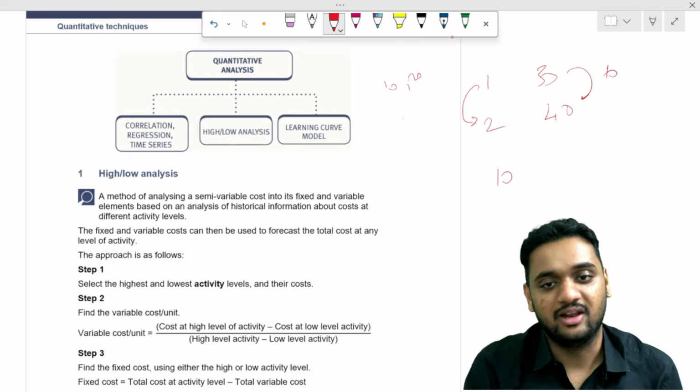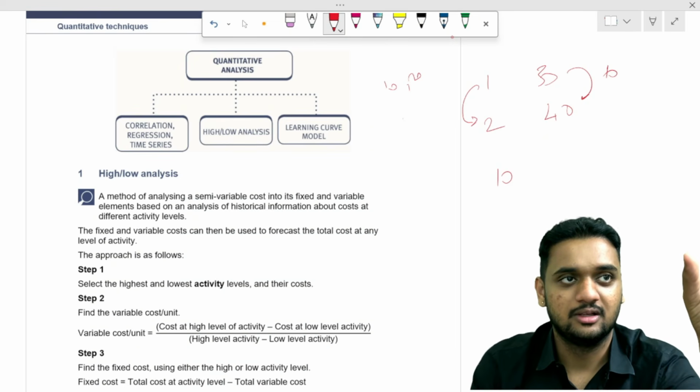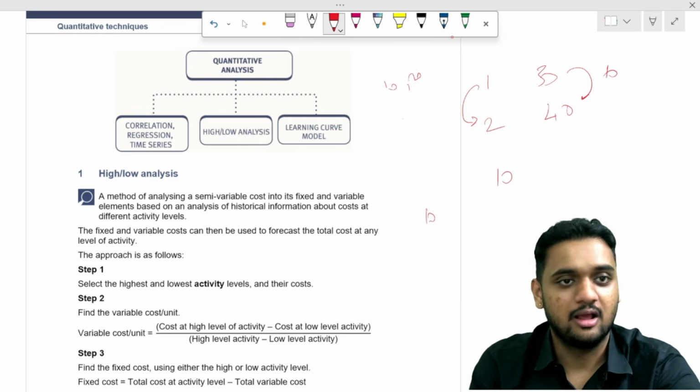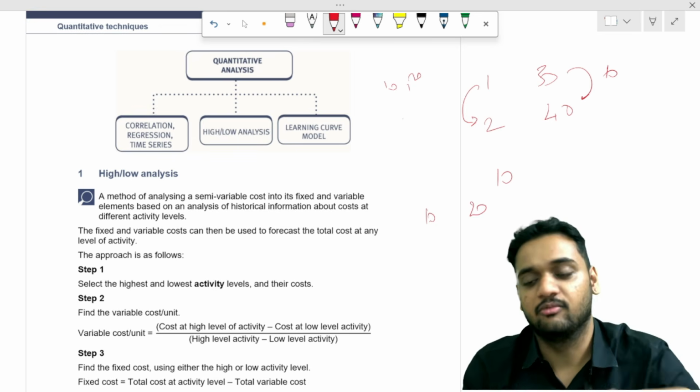Now, let's take the first unit. If I produce 1 unit, total cost is 30. To produce 1 unit, variable cost is 1 into 10, 10. The balance 20 rupees is my fixed cost. Understood? The same applies when you're doing it with a bigger number.